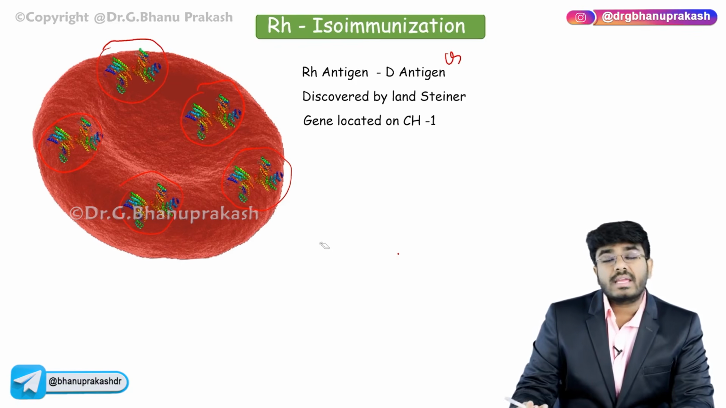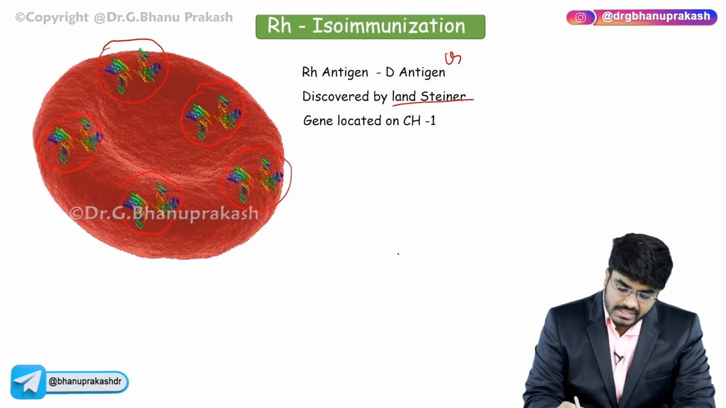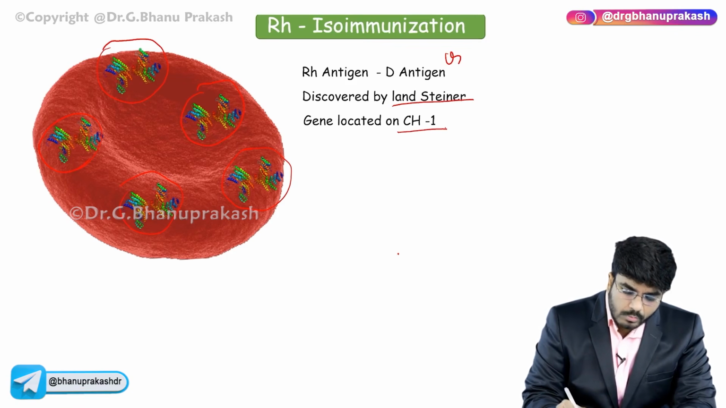Now this RH antigen was discovered by Karl Landsteiner, and the gene for this RH antigen is located on chromosome number 1.